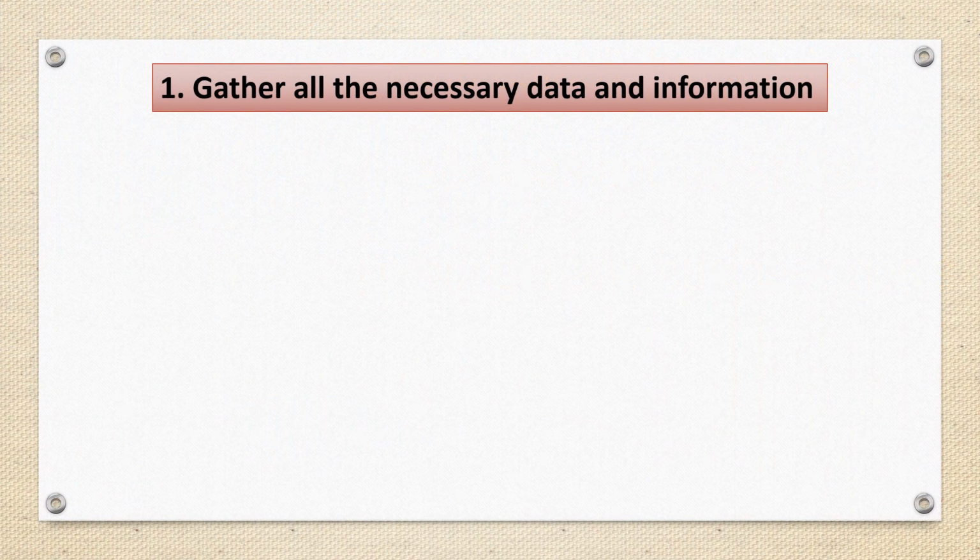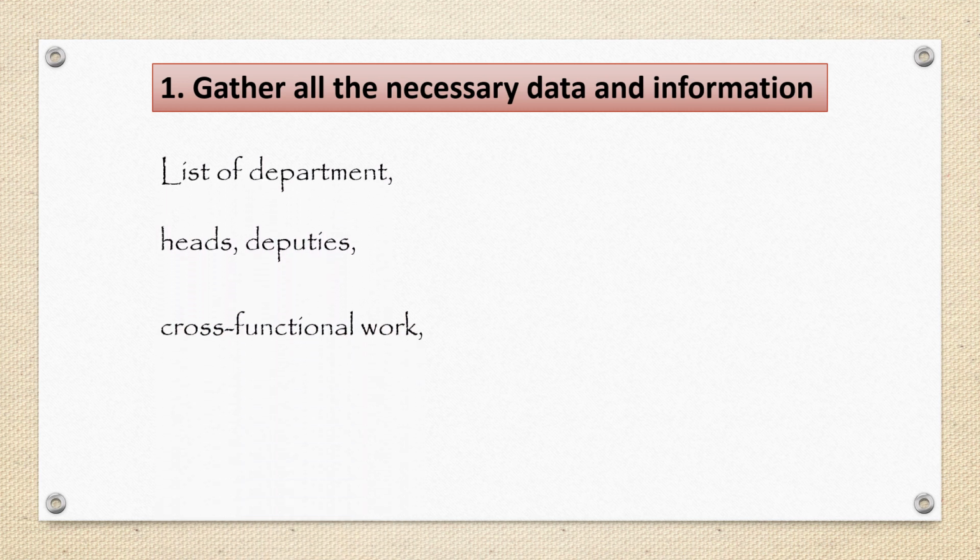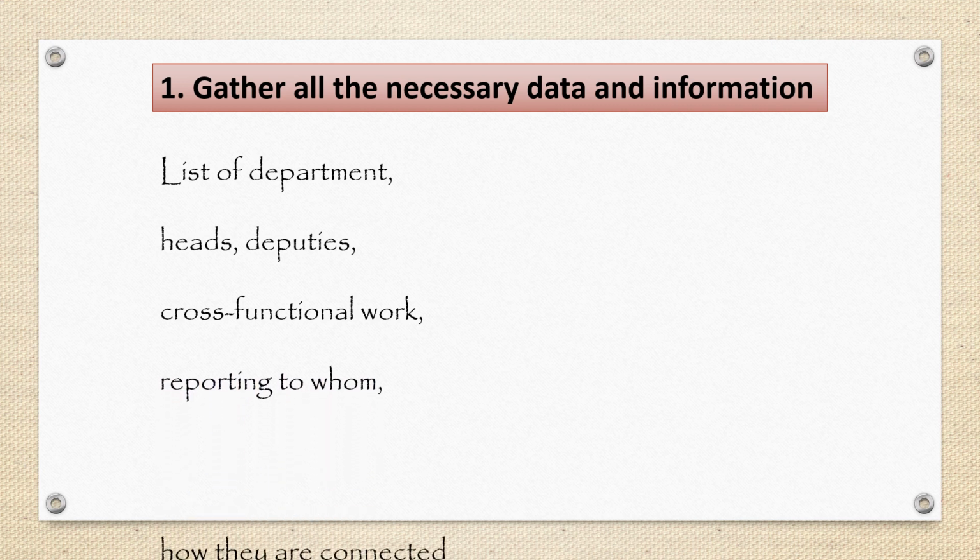As the first step of creating a hotel organizational structure, you should collect all the data and information. You have to get all the data and information about each and every department, including its head, how they work cross-functionally, reporting to whom, and how they are connected. You have to gather all these answers to make your hotel organizational chart perfect. You can also take help from multiple departments to avoid mistakes.